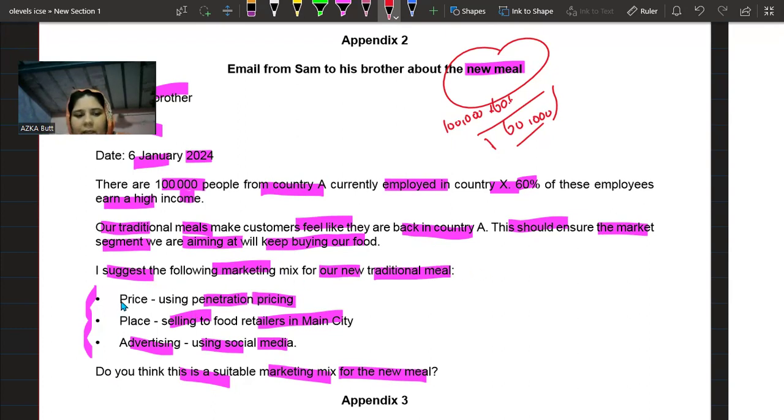So now he is saying that maybe price penetration would be best, place, because previously they were selling the food at their market stalls, but now they are going to change it and they are basically selling their food to the food retailers. And advertising. Now they are going to advertise on social media. Do you think that this is a suitable marketing mix for the new meal?